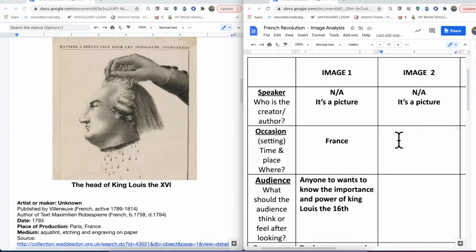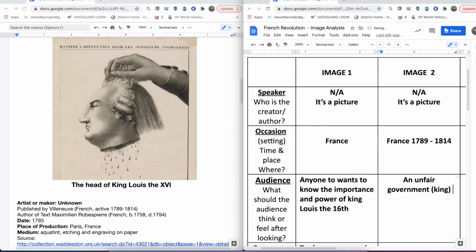The image, this is in France, 1789 to 1814. During that time, this was pushed out in the newspapers. Okay, this image, and the audience. So, what would the audience think or see after looking at that? An unfair government.